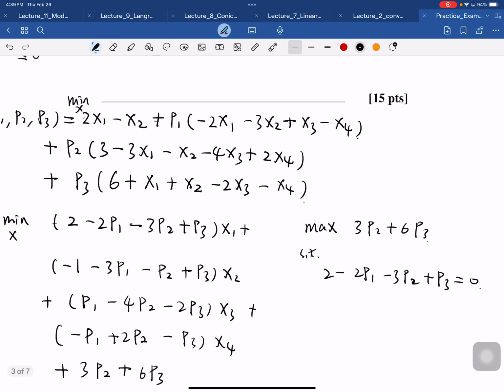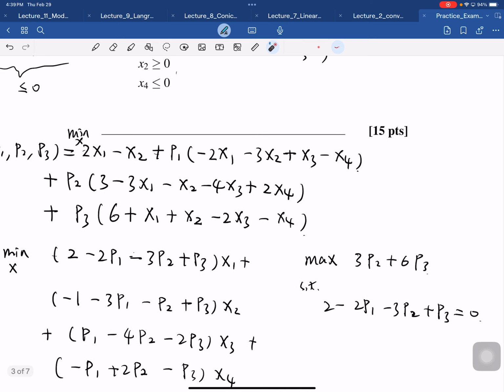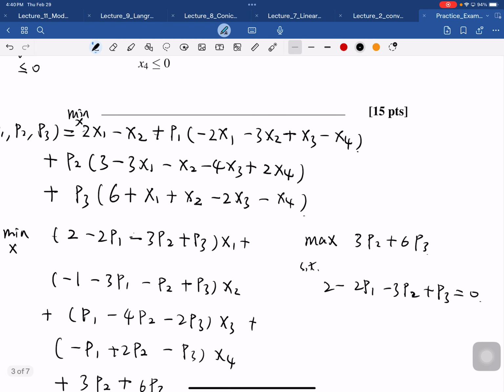Okay. Now we look at the second coefficient. It's related to x2. Since x2 is greater than or equal to 0 and we are minimizing here, we can only have this term be greater than or equal to 0, right? If this term is not greater than or equal to 0, you let x2 go to infinity, and the problem will be unbounded. So you want a bounded problem here. Then we have minus 1 minus 3P1 minus P2 plus P3 greater than or equal to 0.